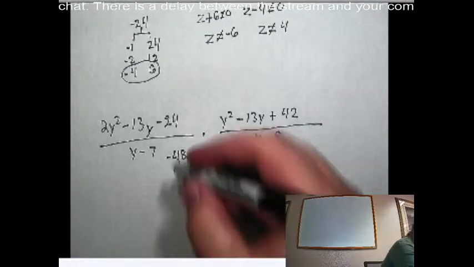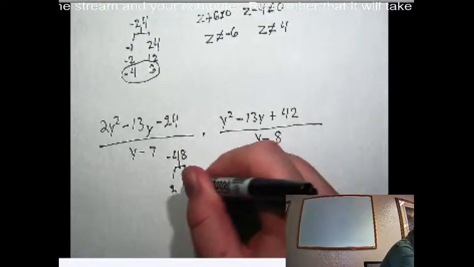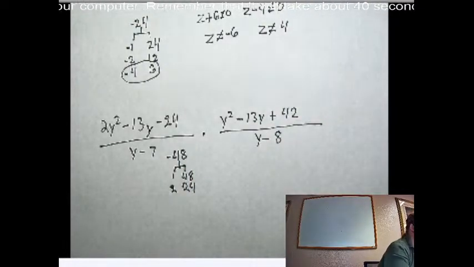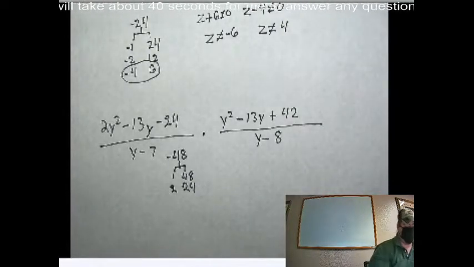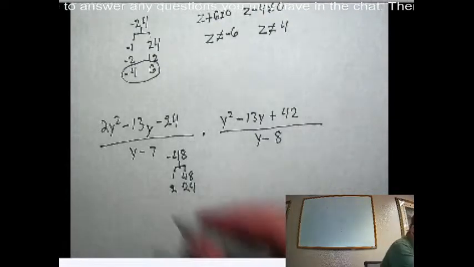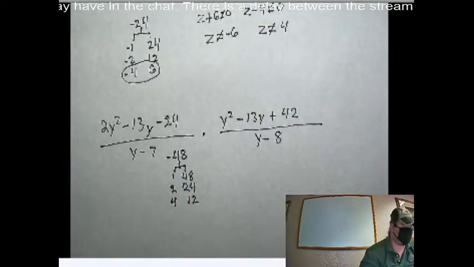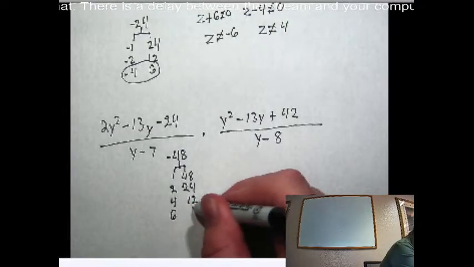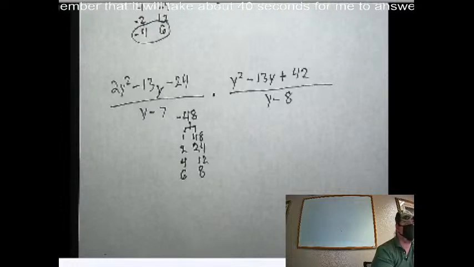Any? 1 and 48, 2 and 24, 4 and 12, 6 and 8. There we go. Okay, so these are all the numbers that can multiply to get 48. Again, one of them needs to be positive, the other one needs to be negative.